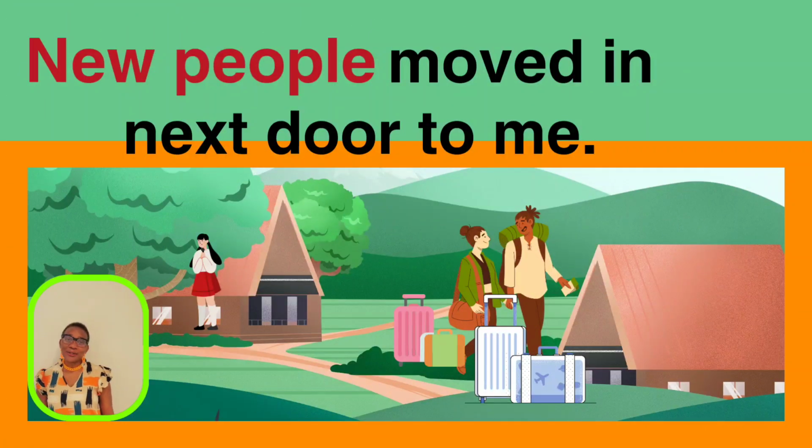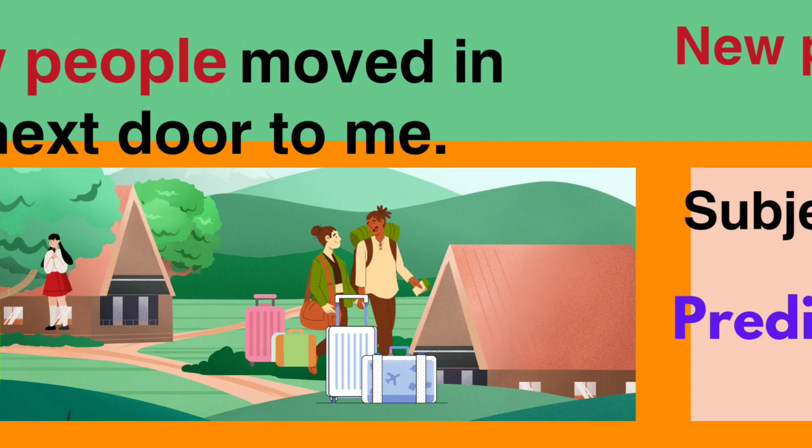New people moved in next door to me. The subject in that sentence, new people. That's what the sentence is about. The predicate in that sentence, moved in next door to me. That's what they did. So the subject of the sentence is new people. The sentence is about new people. The predicate of the sentence, moved in next door to me.